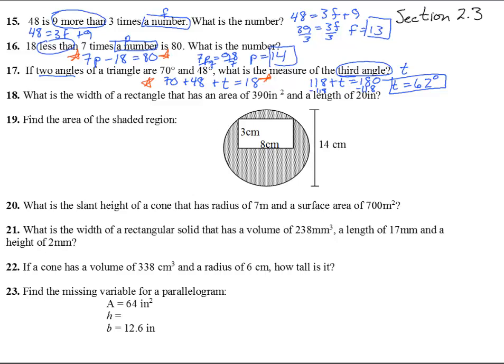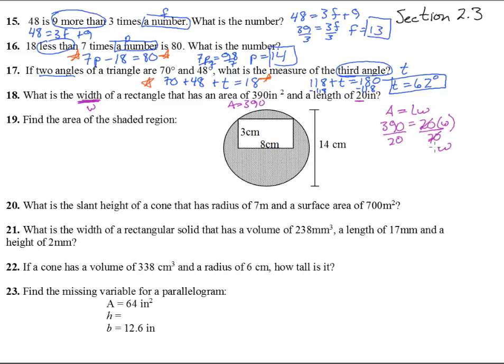All right, the next one. What is the width? I think let's pick a W for that. Of a rectangle that has an area, so area equals 390 square inches and a length of 20. Now remember the formula. Area equals length times width. So we have 390 equals 20 times W. 390 equals 20W. Divide both sides by 20.